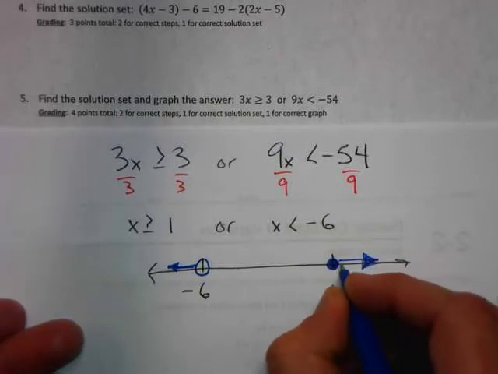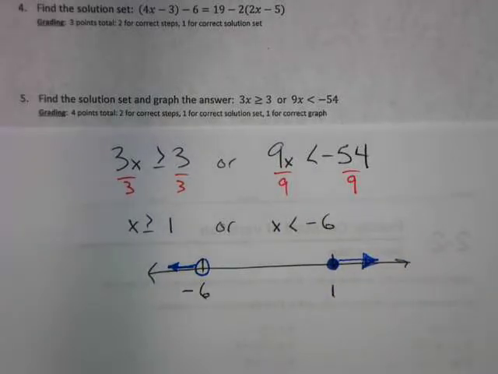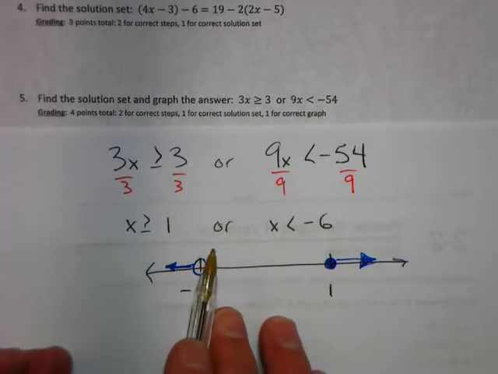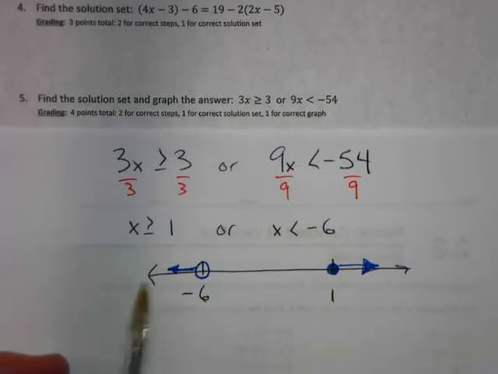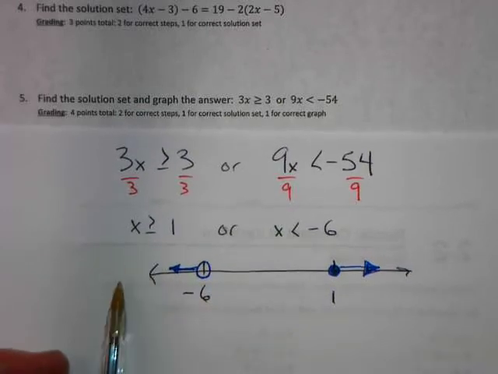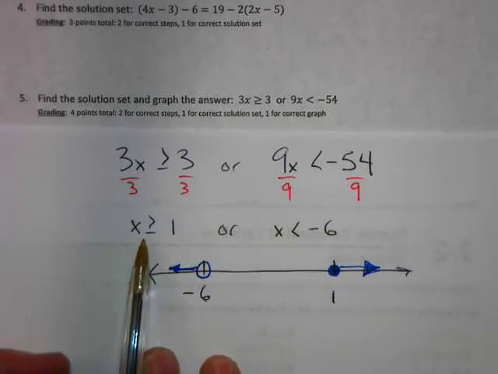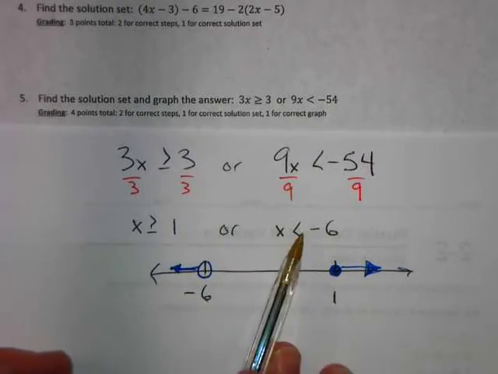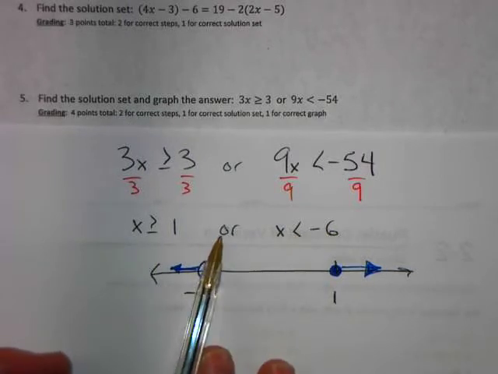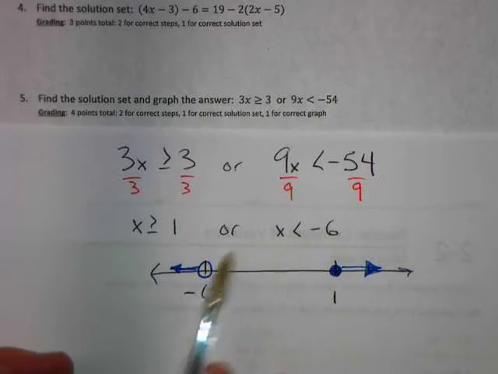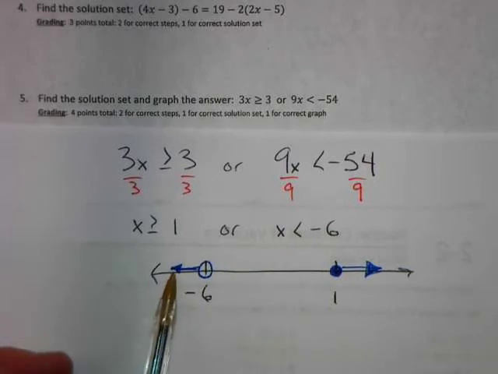Now this doesn't mean I'm done, because what I have to do is check my answers. And the way I check my answers is I use this word or. So I look on this side of the graph. Are these numbers bigger than 1 or less than negative 6? And because I'm saying the word or, and they are less than negative 6, then yes, this is part of our solution set. So this part of the graph stays.